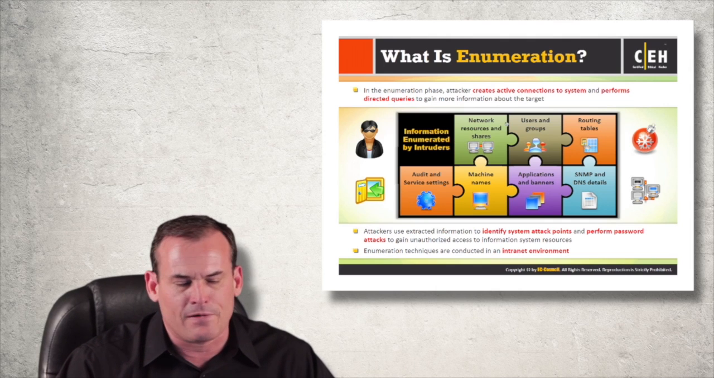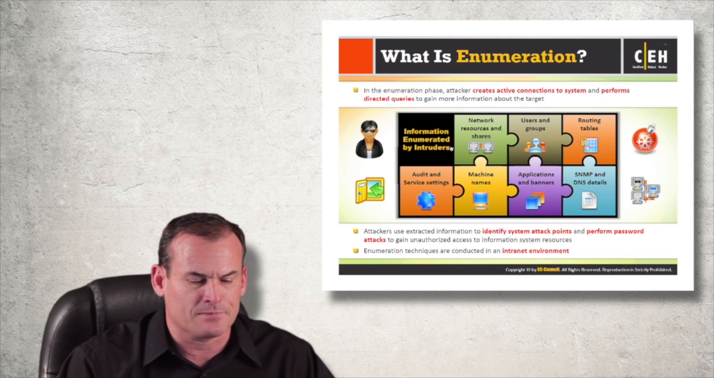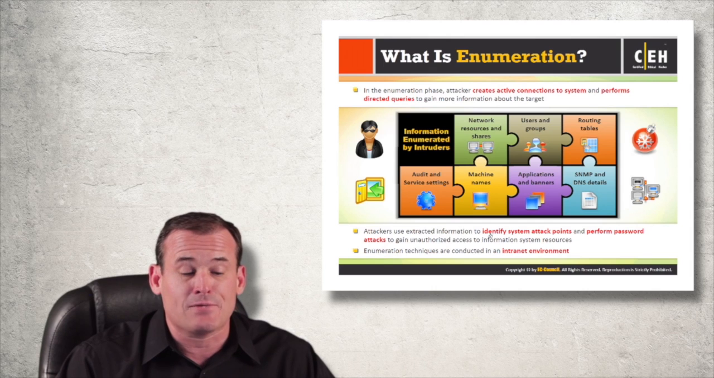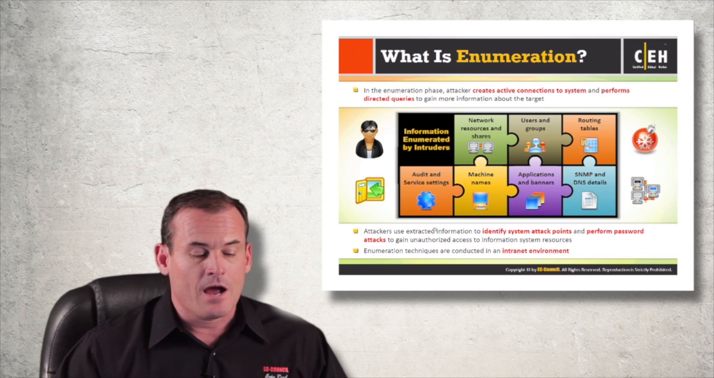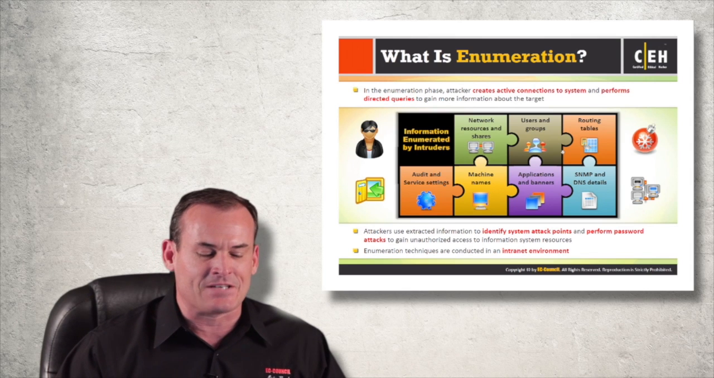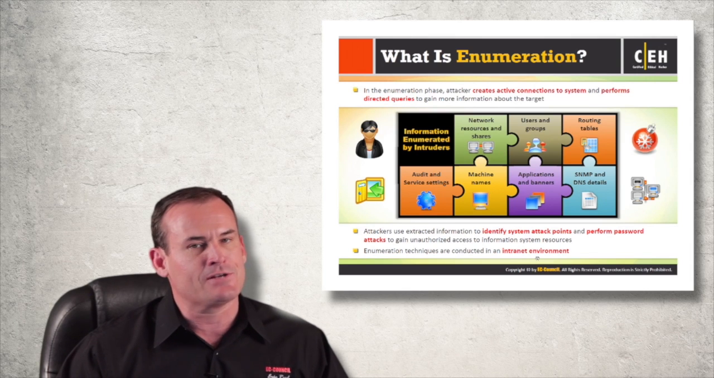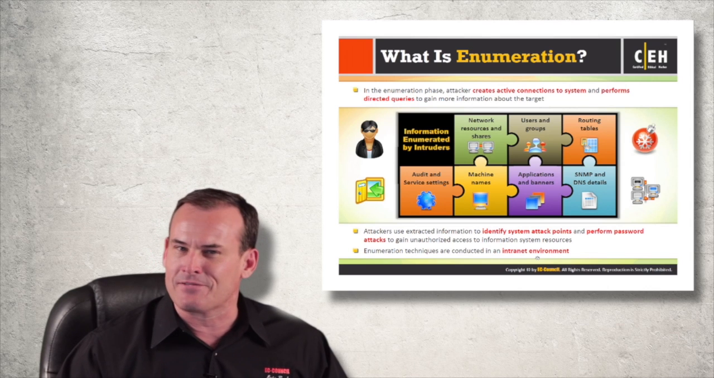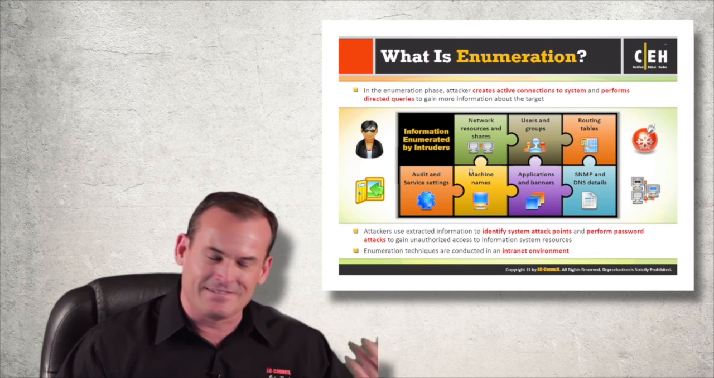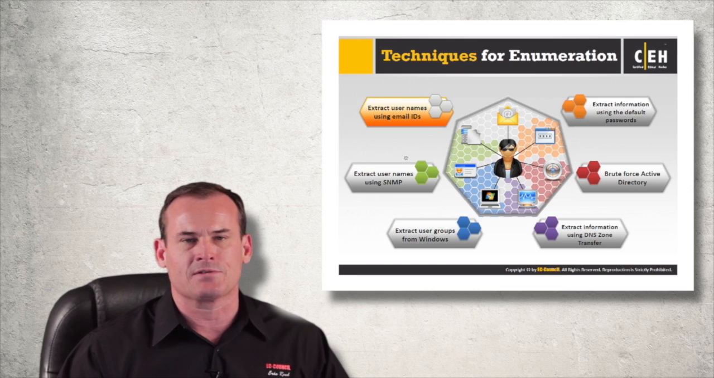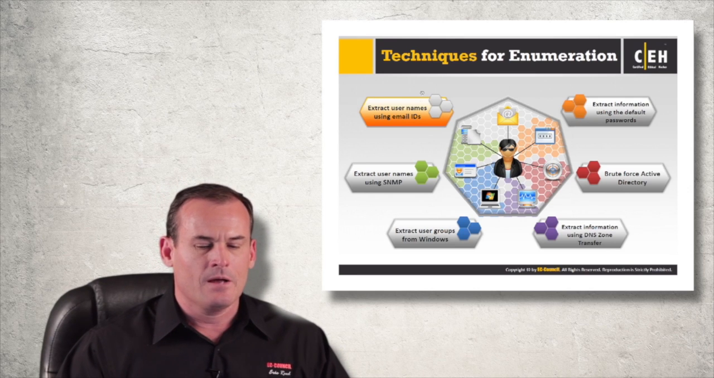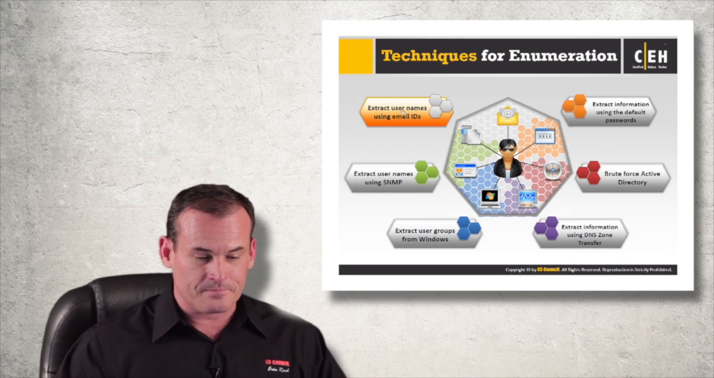And again, we've got a few different flavors of enumeration we'll be looking at in this module. So attackers use the extracted information to identify system attack points and perform password attacks to gain unauthorized access to information system resources. Enumeration techniques in this discussion are conducted inside of the intranet. Now, with that being said, we actually have a couple things that can be conducted to the DMZ and so forth. So not totally true, but for the most part, this is all stuff that's inside the network, inside the perimeter.